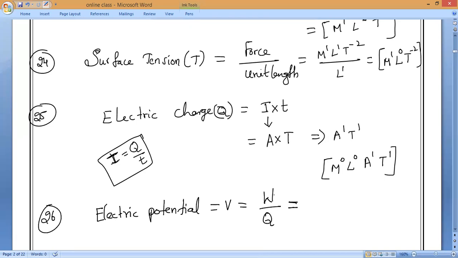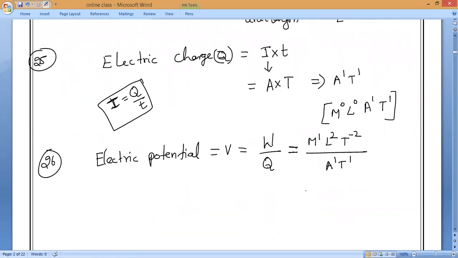Work done dimensions. What is the SI unit of work done? Joule. Energy and work done both have the same dimensions, M1 L2 T power minus 2, divided by Q. Just now we have written Q. What are the dimensions? A power 1, T power 1. So now what are the dimensions that will come?